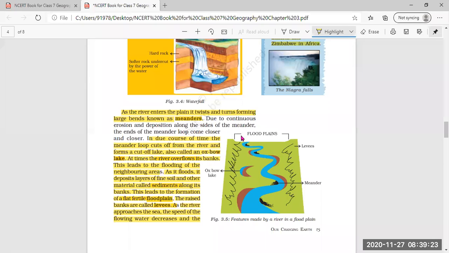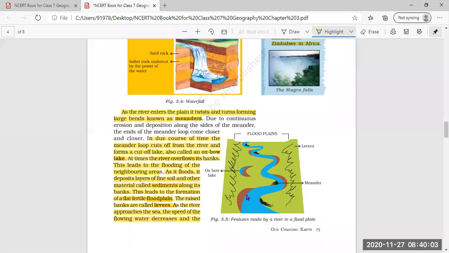They are carried from one place to another, and when a fertile plain is formed, that means very fertile soil is present, which is good for agriculture purposes. And these raised banks are called levees. Here fertile plains will be there, but at the side the raised banks are called levees. Am I clear?